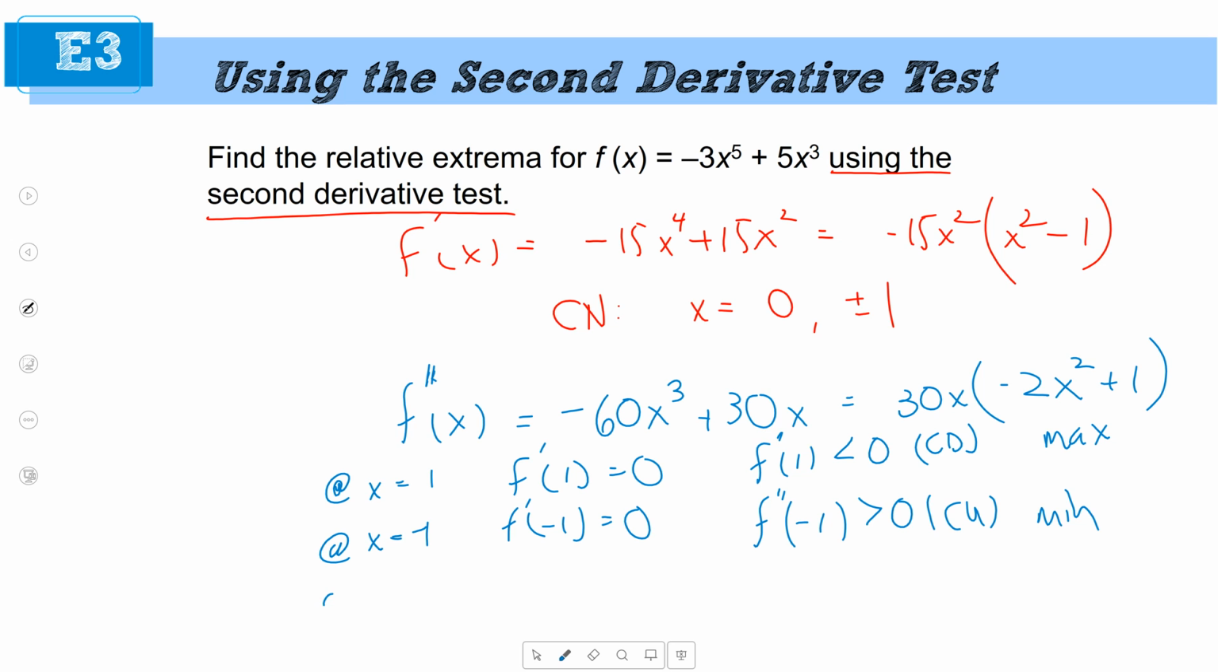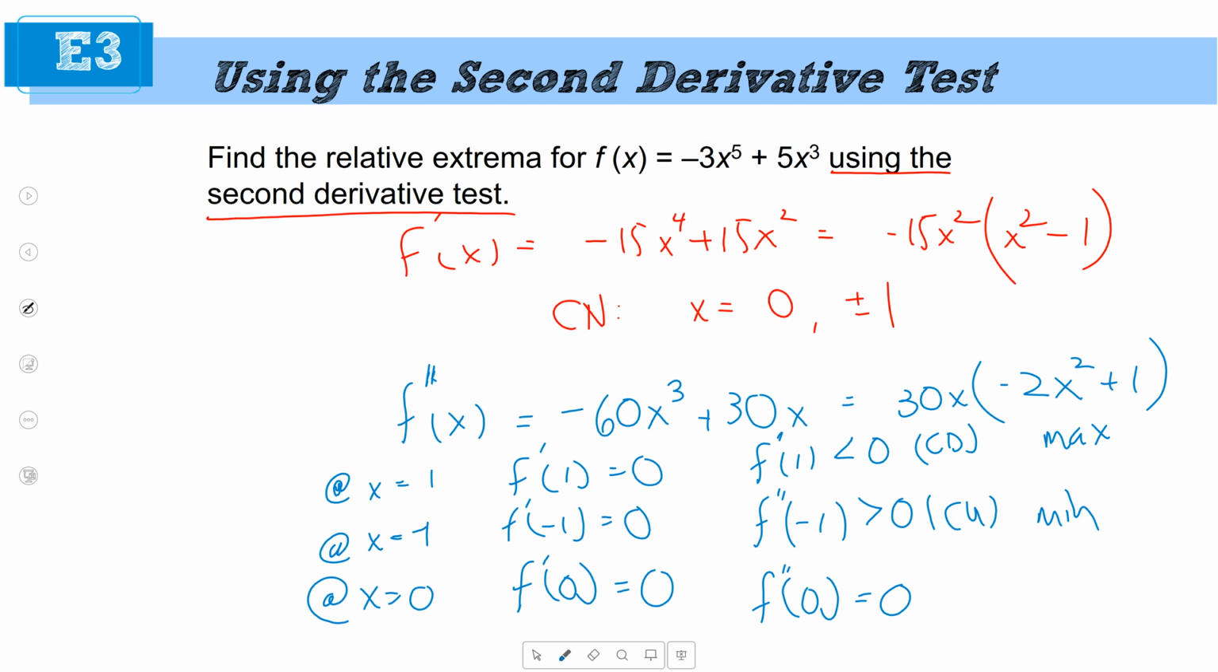Now the weird one. What happens at x equals 0? Well, f prime of 0 is equal to 0. That's good. We knew that already. It's a critical number. But what about f double prime of 0? It equals 0, which means we're done. We can't use the second derivative for it. We don't know. It could be a max, it could be a min, it could be neither. The second derivative won't tell us that.